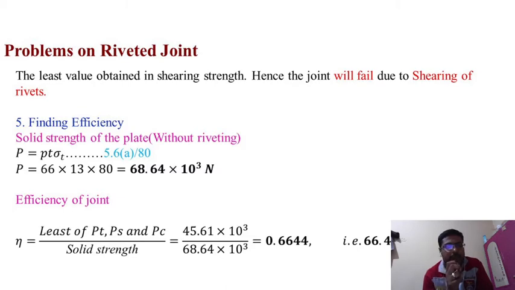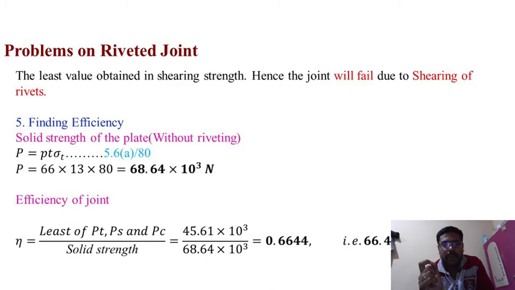So the solid length of the plate without riveting. This is the solid length. Therefore P is equal to small p into thickness of the plate into sigma t. This is equation number 5.6a, page number 80.